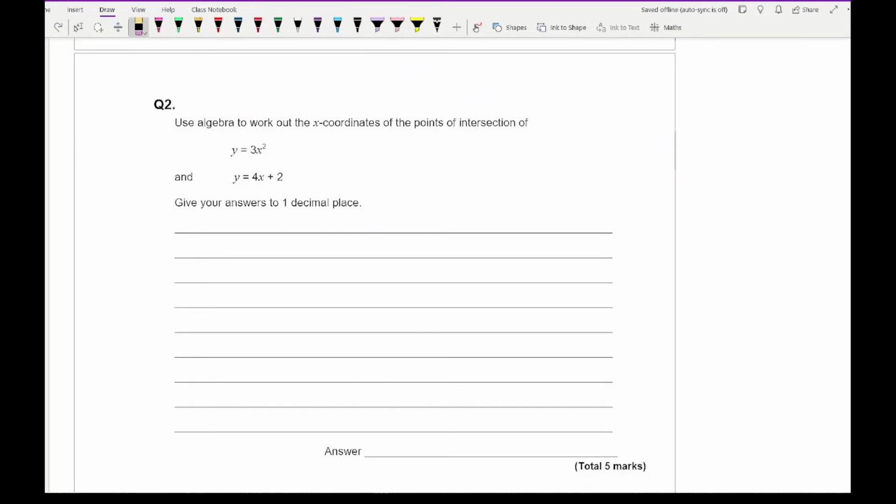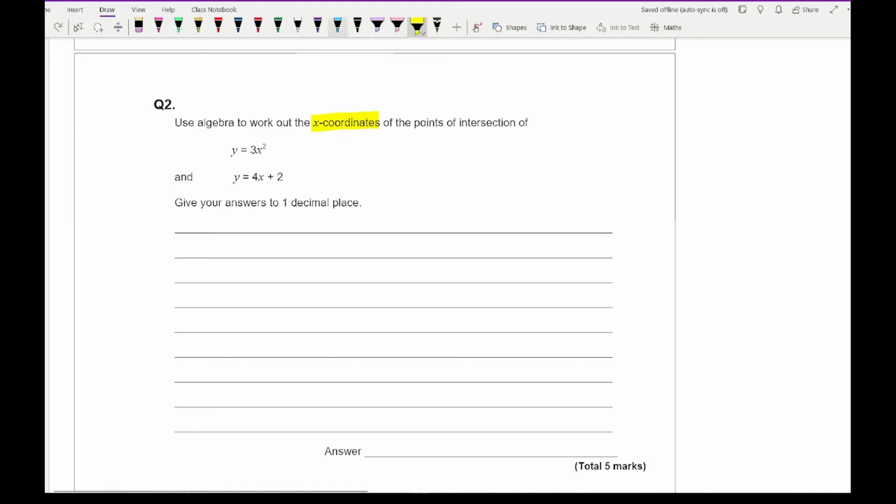Moving on to question 2, it says use algebra to work out the x ordinates of the points of intersection of y equals 3x squared and y equals 4x plus 2. Give your answers to one decimal place, and the question is worth 5 marks. Looking at this, let's have a look at the key bits of information. It says use algebra, which basically means use simultaneous equations, and we only want to know the x ordinates, so we don't need to find the respective y ordinates.